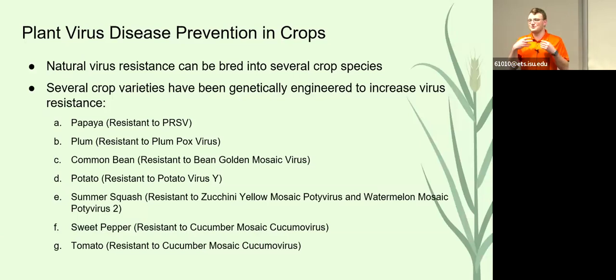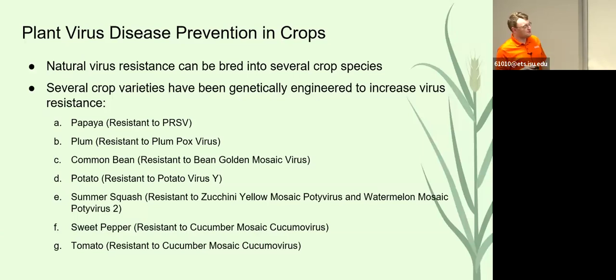Now, the problem is once a plant gets infected with a virus, that's game over. There is no treatment for a plant virus. So the main way is prevention. You can spray for insects, which kind of works. It doesn't perfectly work, but it kind of helps. The main way that's been developed is producing varieties of plants that are resistant to the viruses.